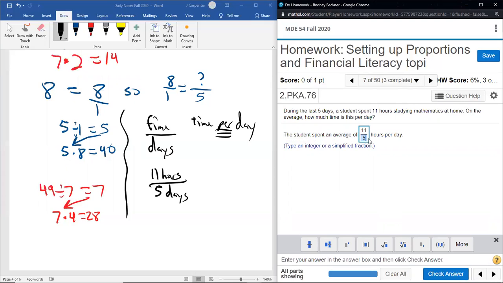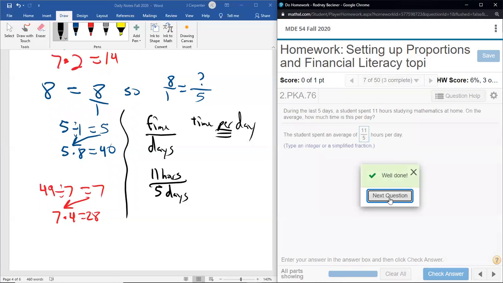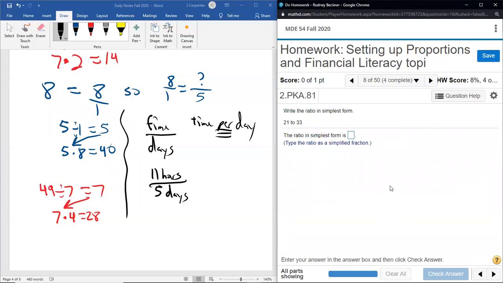Now, you might go, hey, Mr. Beckner, how'd you get that fraction bar? You didn't click the fraction bar. I typed 11, then I hit my division key, which looks like a slash on the keyboard. That automatically makes a fraction. It won't work for a mixed number. You'd have to click the mixed number, but that's an alternate way to do it. And we got it right now. So pay attention to the instructions.